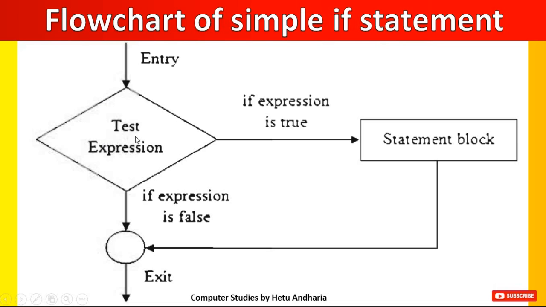We had tested marks greater than 80. If yes, then whatever we had written here in the statement block, that is printf congratulations, will get printed, and then the program will exit. And if the marks are not greater than 80, then straight away the program will exit. So this is the flow chart of simple if statement.